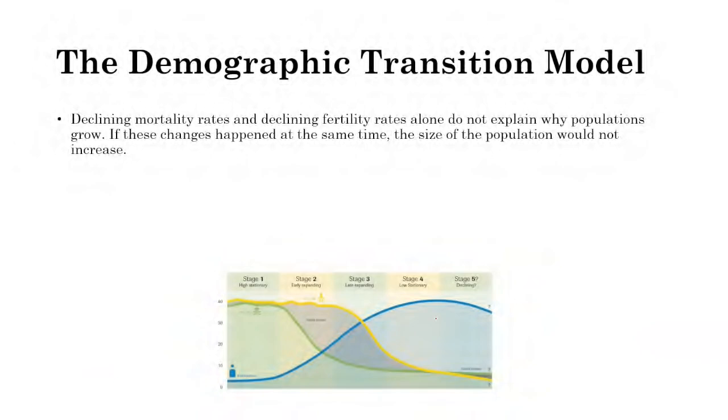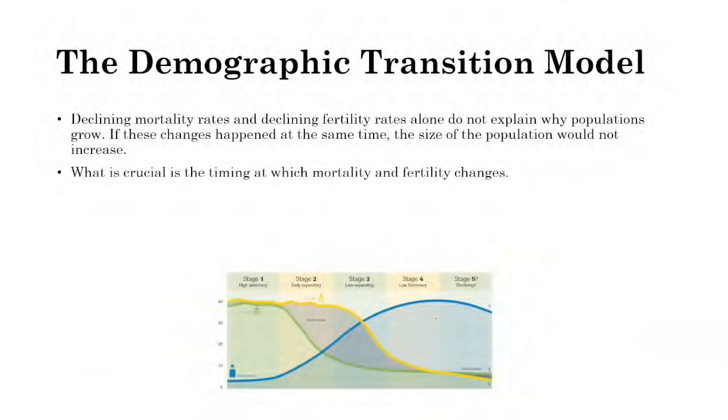If declining mortality rates and declining fertility rates occurred at the same time at the same rate, the size of population would not change. If you have very high death rates, very high birth rates, they're going to cancel each other out. The same thing for very low birth rates and very low death rates. They're going to cancel each other out, and you're not going to see a high population growth. You're going to have a very low natural increase rate, kind of close to zero. The replacement rate would be what you're at as well.